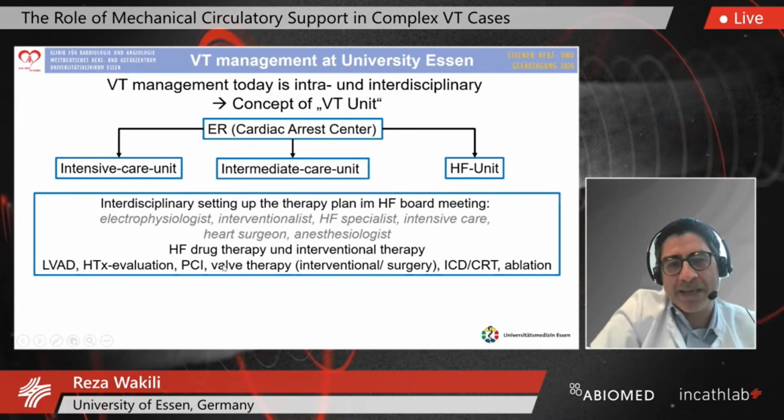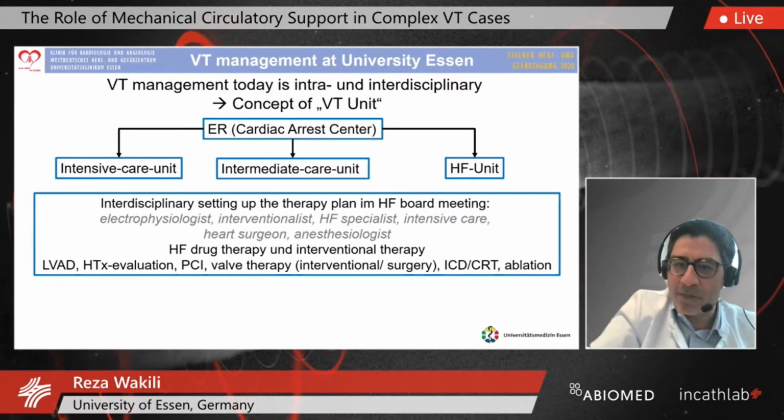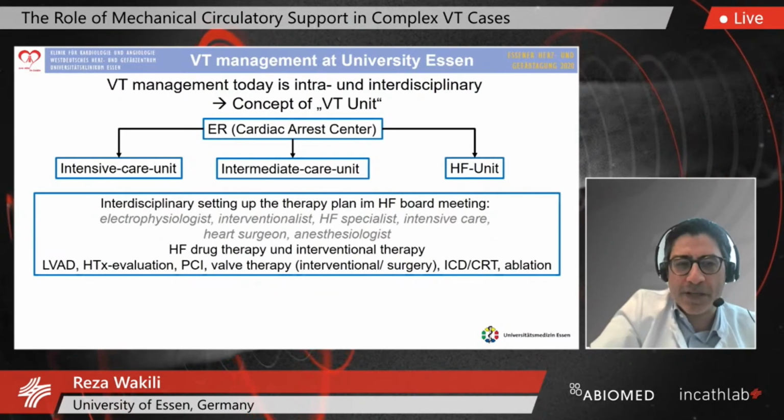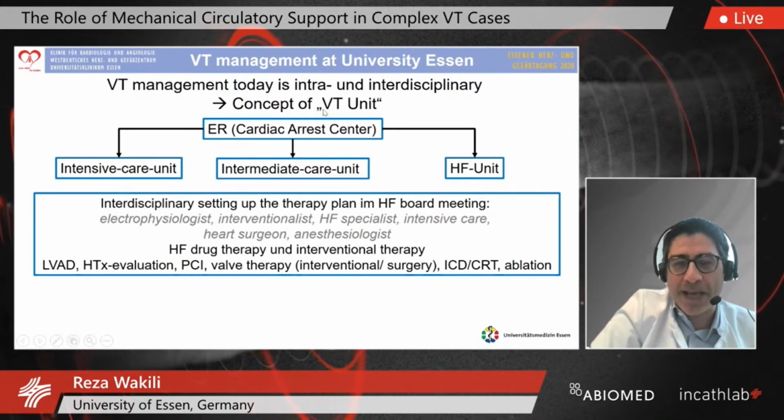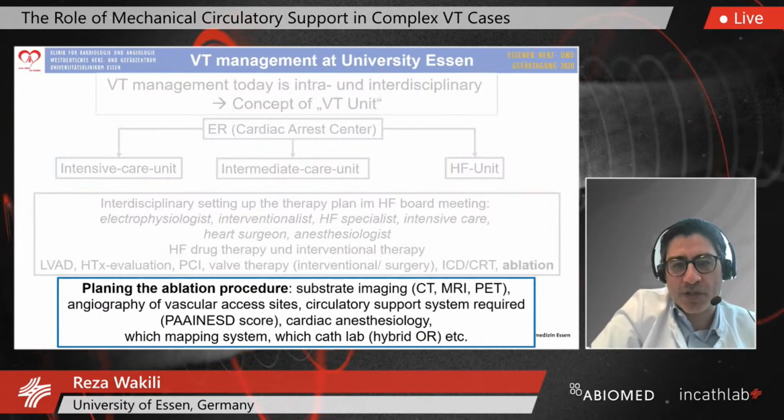And then we actually plan: what is the underlying disease? Has he optimal medical drug treatment? Where can we improve something? Is this a patient for transplant, or is it a patient for an ablation? And if it comes to ablation, we have to plan the procedure. Do we require substrate imaging before? Do we really have to worry about a substrate?